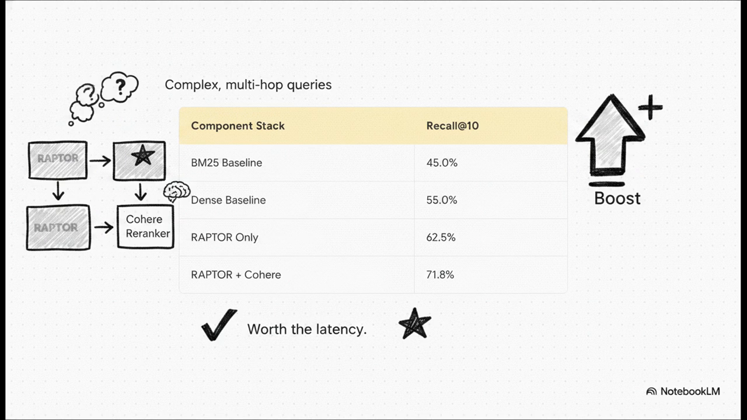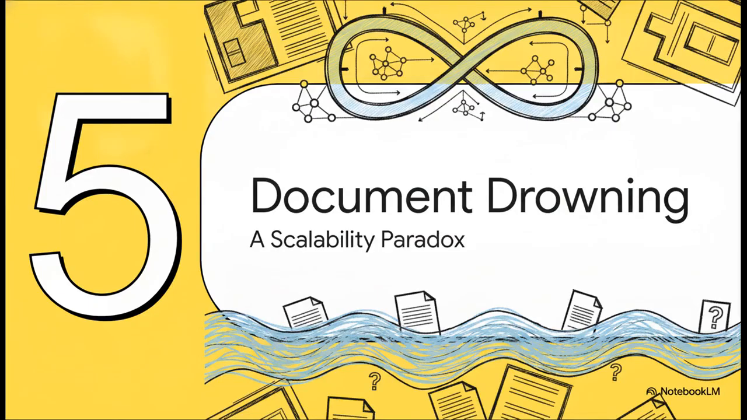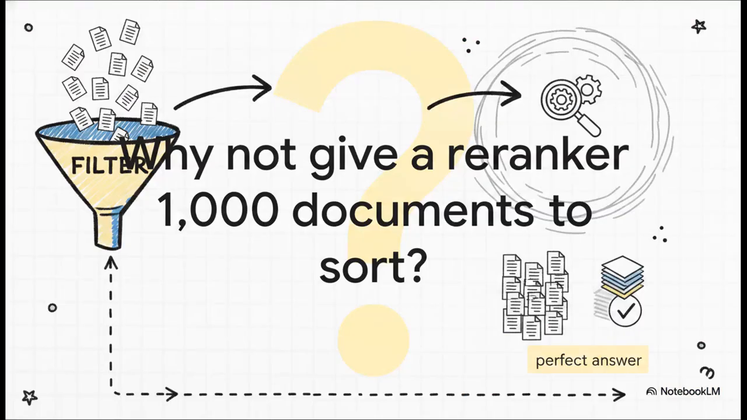So the takeaway here is, yes, for sure, the neural re-ranker is empirically the single most impactful modular addition you can make to your entire pipeline. Which brings us to part 5, the document drowning paradox. Now you might be wondering, and it's a perfectly logical question, if these cross-encoders are so precise and intelligent, why do we filter the candidates down so aggressively early on? Why not just hand the re-ranker 1,000 documents and let it find the perfect answer?